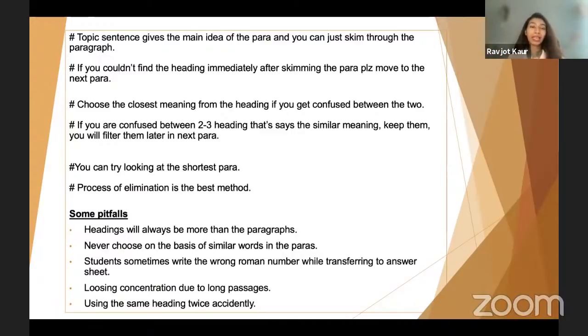You're not going to scan and you're not going to read it in detail. So it's better to pick the shortest paragraph and filter out the headings. Process of elimination is the best method that we are going to use today.